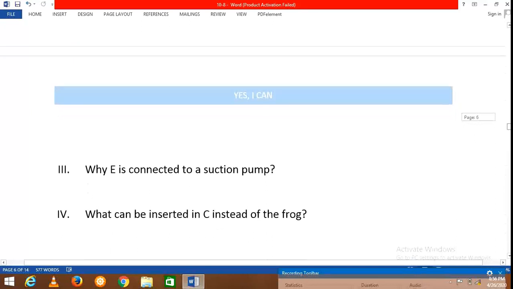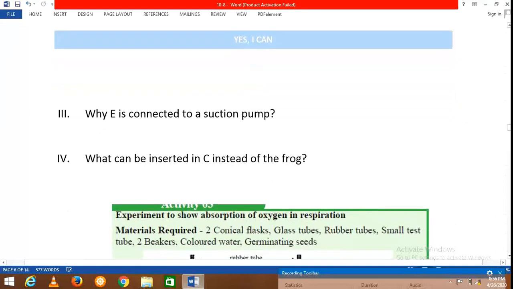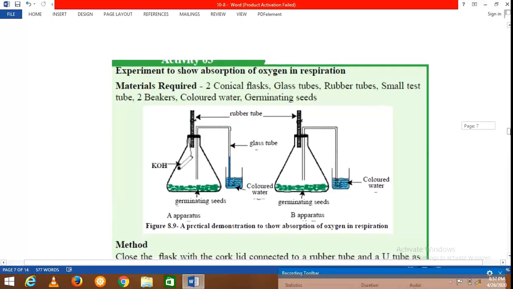Then why is E connected to a suction pump? I told you it is to maintain a continuous flow of air. What can be inserted in C instead of the frog? You can mention germinating seeds like germinating green gram.